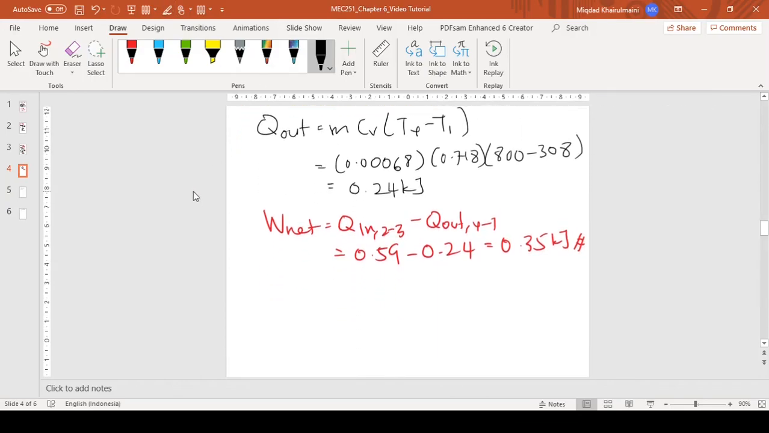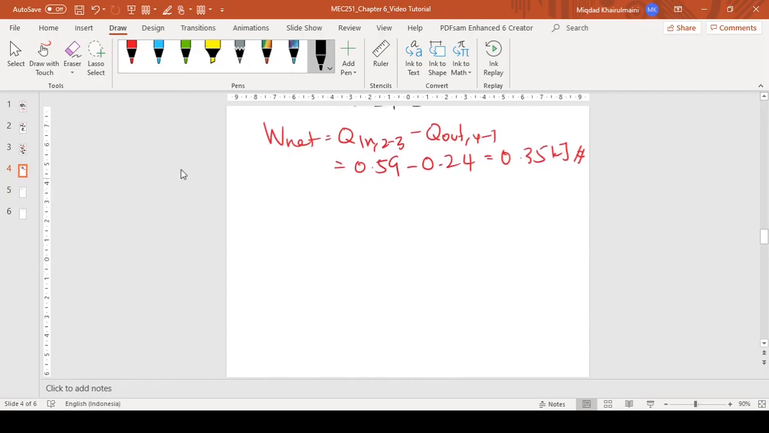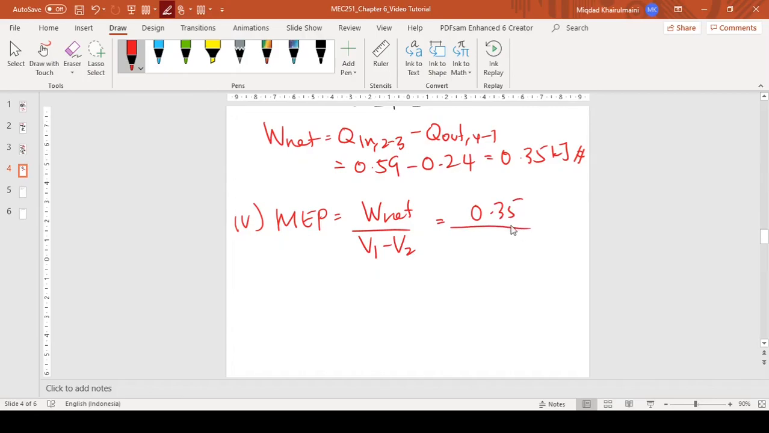And then finally, the mean effective pressure, MEP. Number 4, MEP is equivalent to the amount of net work produced over V1 minus V2. We have already calculated net work as 0.35. Volume 1 is 0.006 minus volume 2, which is 0.000632. So this will give us approximately, depending on the amount of decimal points, the answer of 652 kilopascal. So this is the additional example, or tutorial, for the Otto cycle.